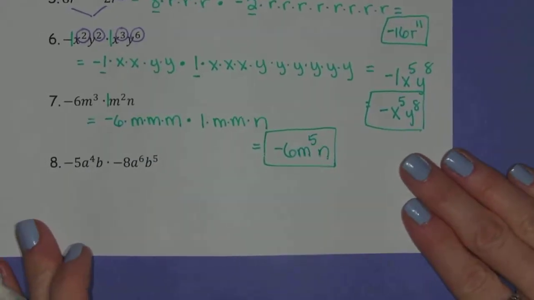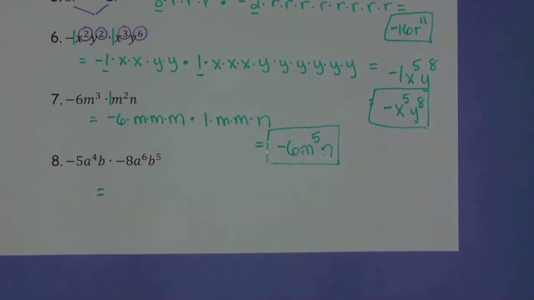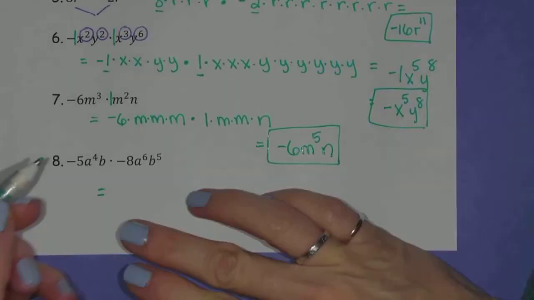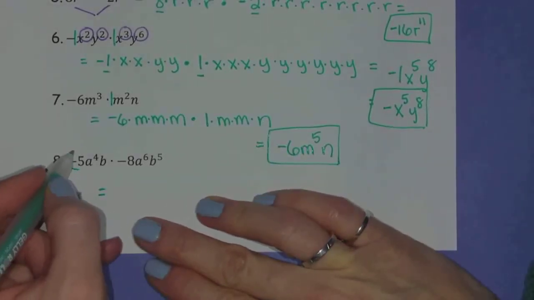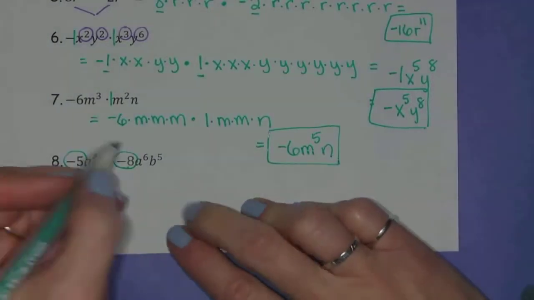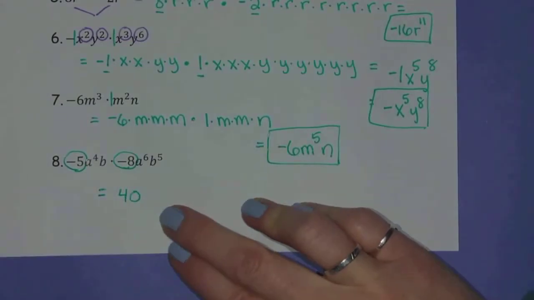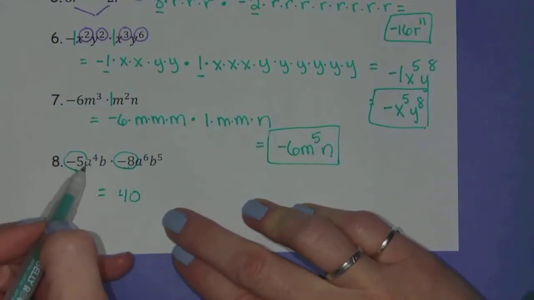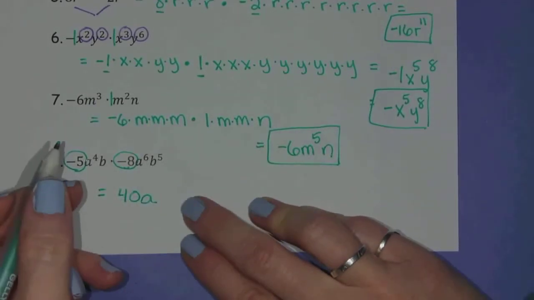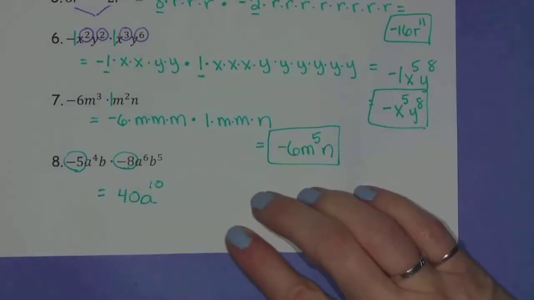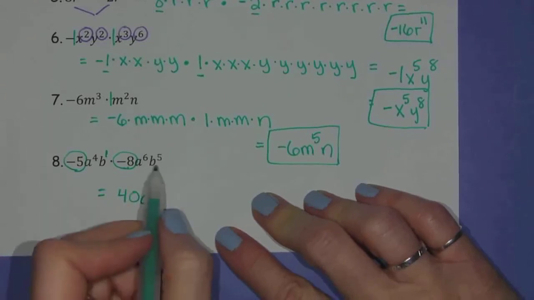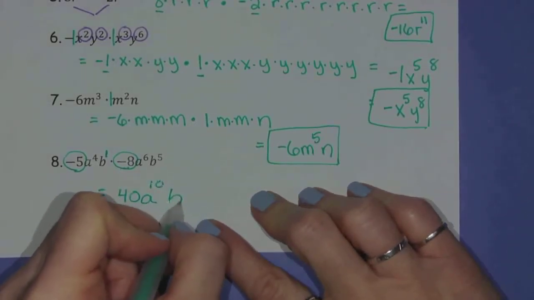Okay, and here's my last one. I'm going to see if I can just do this one by the shortcut. You could also break it down, but let's just try it by the shortcut. So let's see. We've got the negative 5 times the negative 8. Those are our coefficients. We may multiply those. So that will give us a positive 40. Now our a's, we've got an a to the 4th times an a to the 6th. So if we add those exponents, 4 plus 6 is 10. And then for our b's, we've got a b to the 1st with a b to the 5th, and 1 plus 5 is 6.